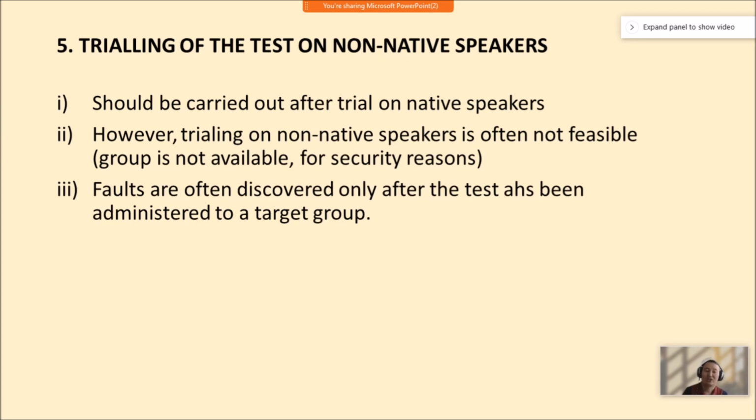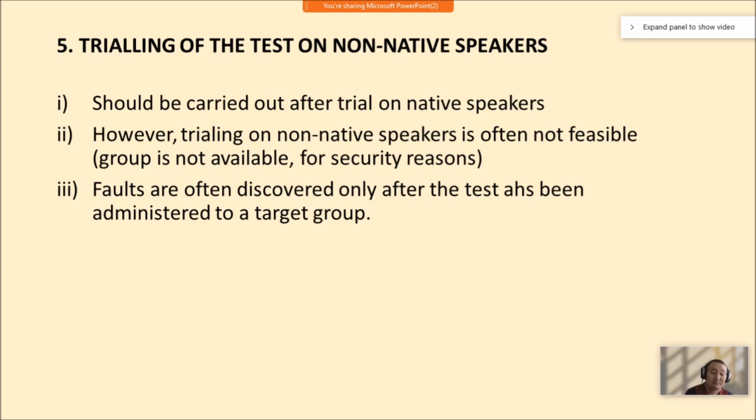However, trialing on non-native speakers is often not feasible, because a group is not available, and for security reasons. Again, there might be a leak of information. If they have some friends, they will tell them, look, we had a test the other day, and I think the teacher is going to conduct it with you. So it happens quite often.